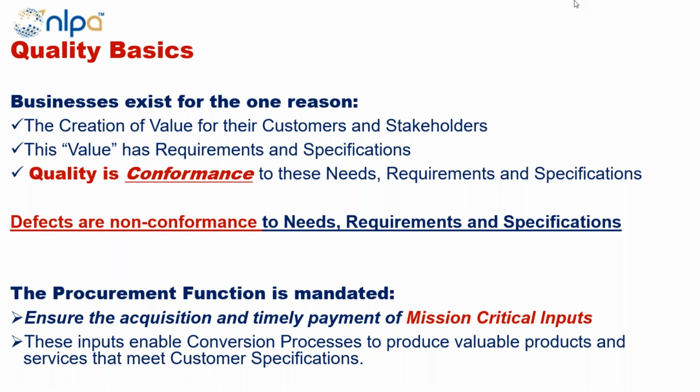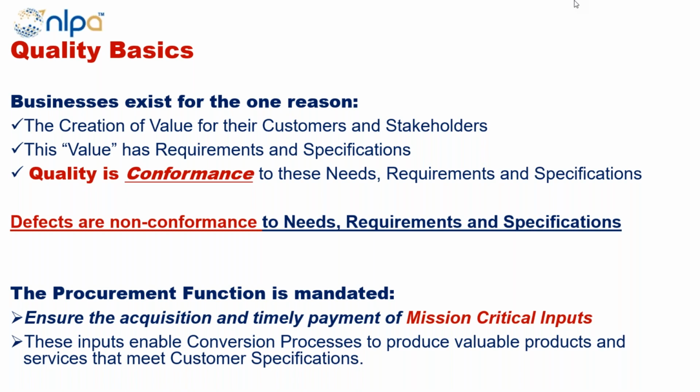So quality should always be viewed in the eyes of the customer. The customer dictates the parameters of quality, and our organizations are there to realize those requirements. It's very important that supply chain and procurement professionals understand the concept of defects. And a defect is a non-conformance to these needs, requirements, and specifications.